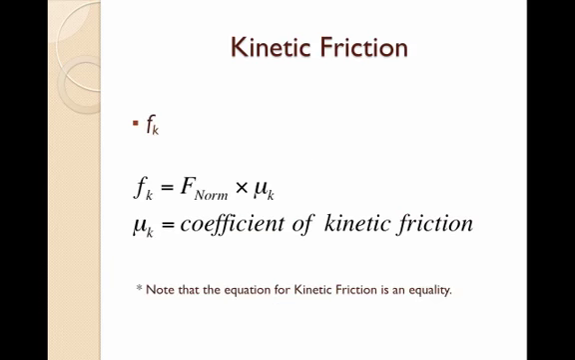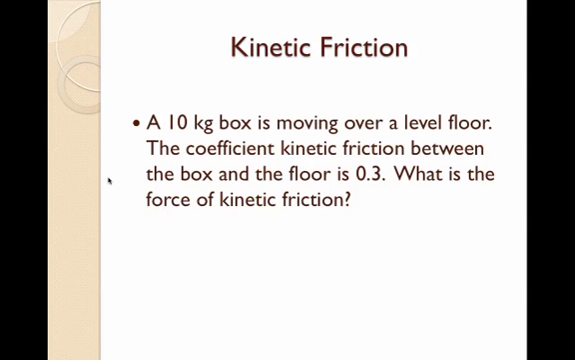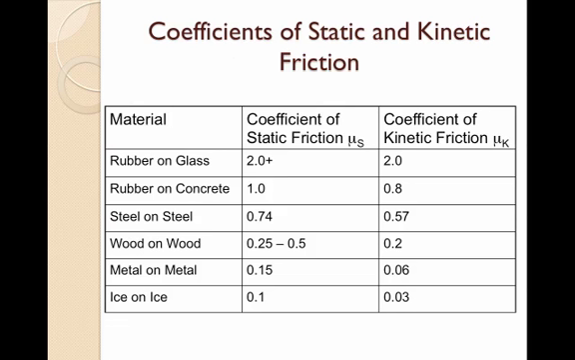So here's how we represent kinetic friction. F sub k is the F is for force, the k is a subscript that stands for kinetic friction, and F sub k is equal, this time instead of being an inequality, it's equal to the normal force times the coefficient of kinetic friction. The coefficient of kinetic friction is mu sub k. Again, this one's an equality, the other is an inequality. That's important. We're going to skip the examples.